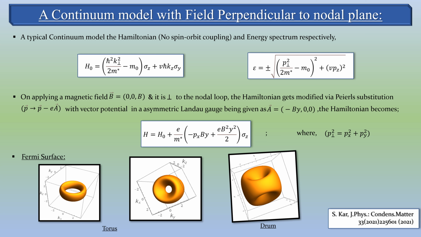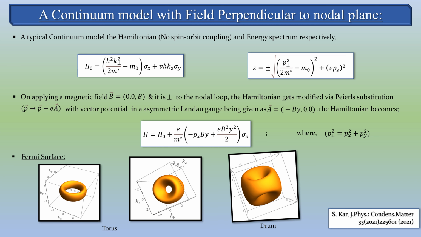Here is our theoretical model. Let us consider a simple nodal line semimetal Hamiltonian with time reversal and space inversion symmetries. Here sigma denotes the Pauli matrix for spin degrees of freedom. By diagonalizing, one can obtain the energy expression.